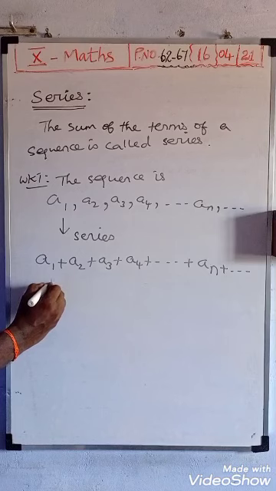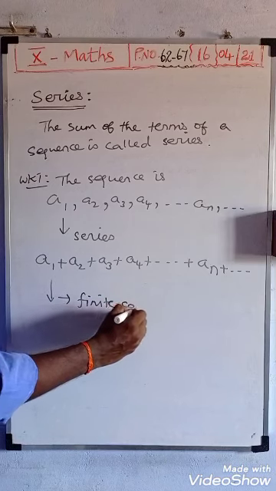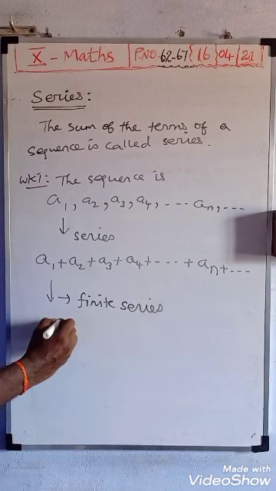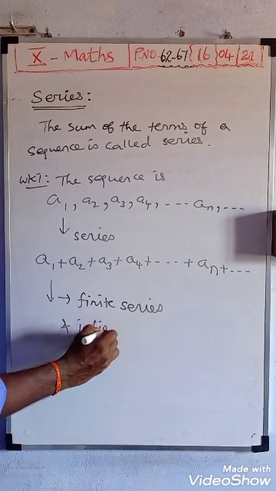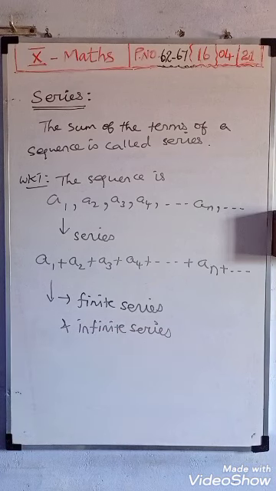A series can be split into finite series and infinite series. If a series has a finite number of terms, it is called a finite series. If it has an infinite number of terms, it is called an infinite series.